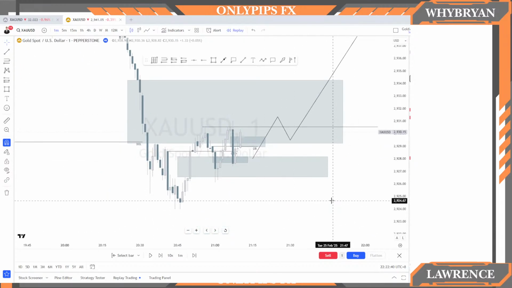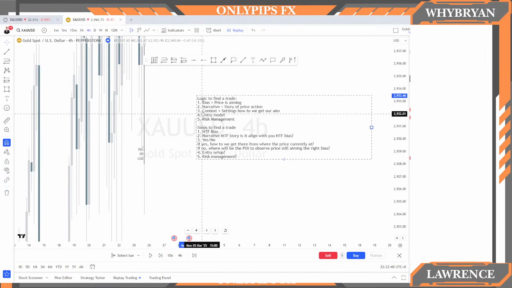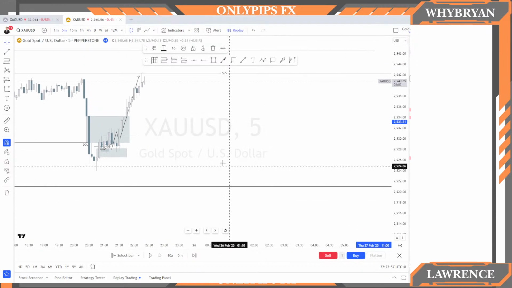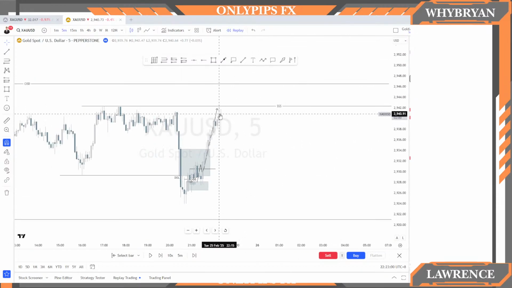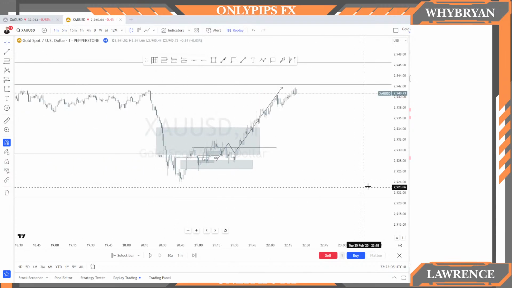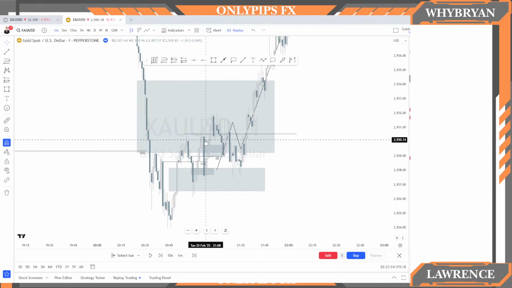So how do we get the entry model from where we are right now? This is the entry model, the context. So the context is how do we get our aim? Let's say we are currently aiming at this liquidity area. How do we get from where we were earlier all the way to that high? Okay, we have our story behind here, so we are going to scalp bullish on this.